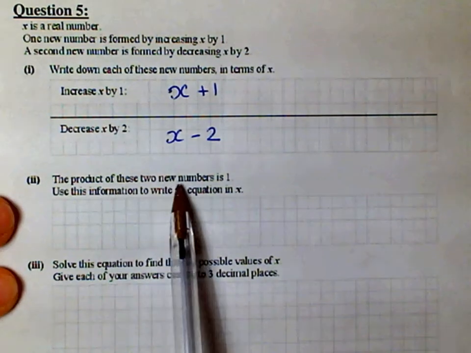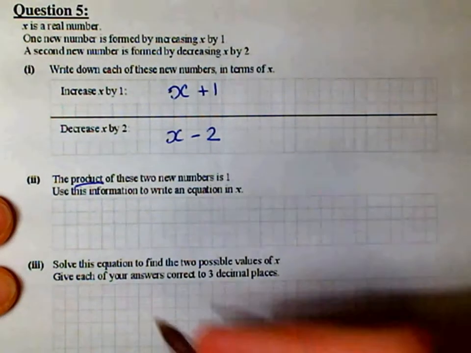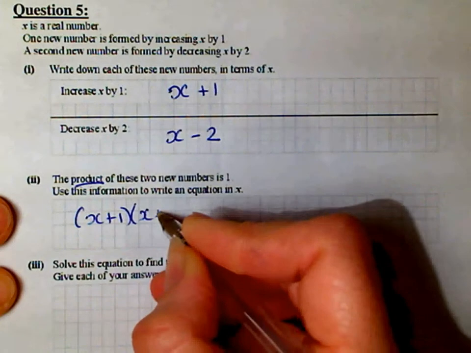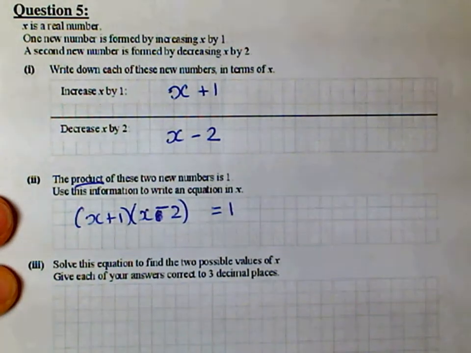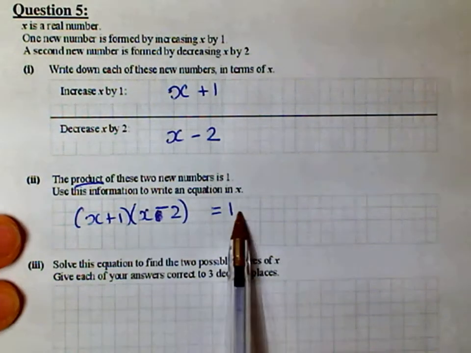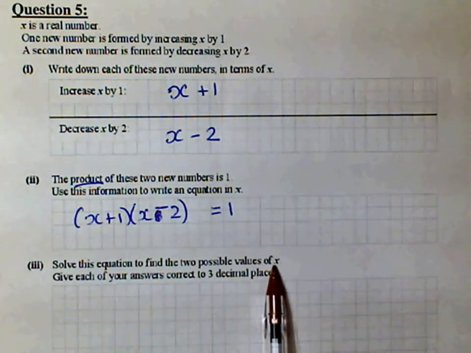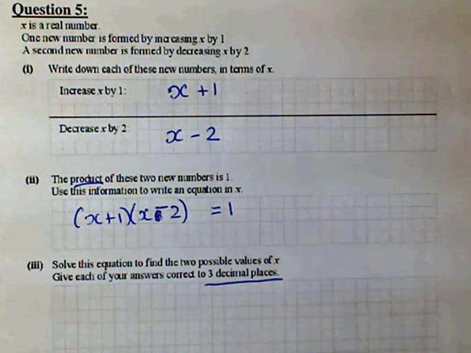The product of these two numbers is 1. Product meaning multiply. So when you multiply the two numbers together, the answer is 1, and that's your equation. Solve this equation to find two possible values of x and give your answer correct to 3 decimal places.